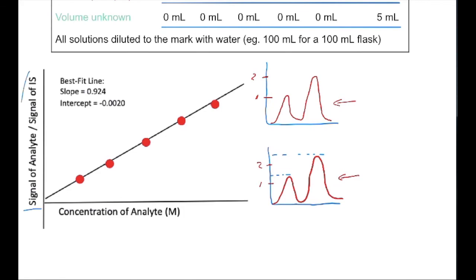So that's why the y-axis over here is the ratio of the signals, because the ratio is not going to change, even if the signals itself changes. So just a quick review of the three different methods we talked about.